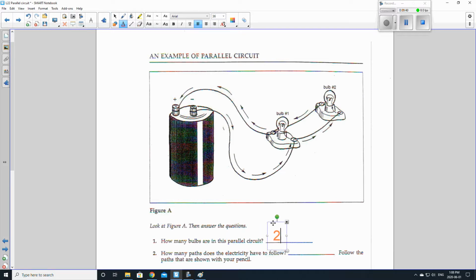How many paths does the electricity have to follow? Follow the paths that are shown with your pencil. Okay, so let's mark them down. So I'm going to use red.